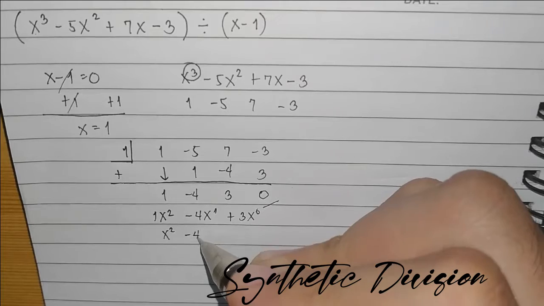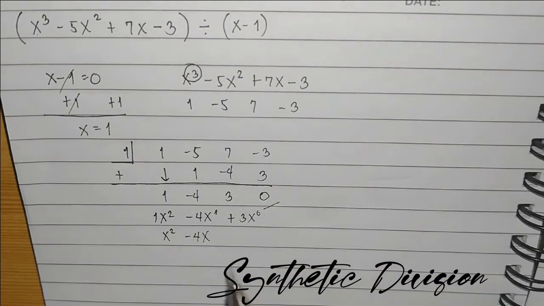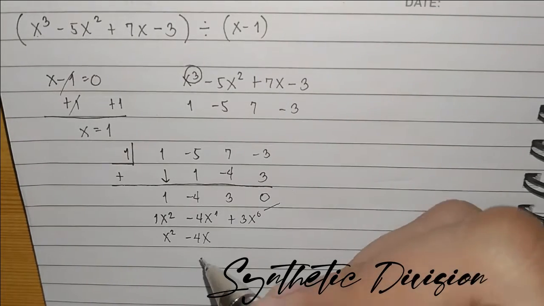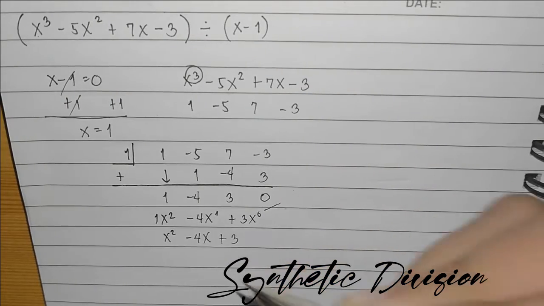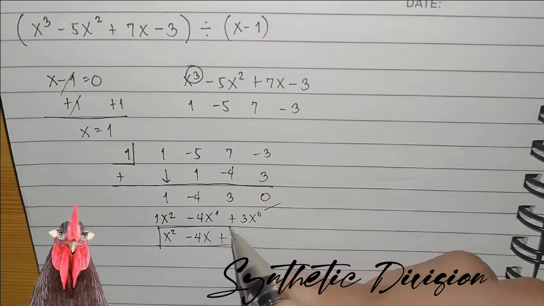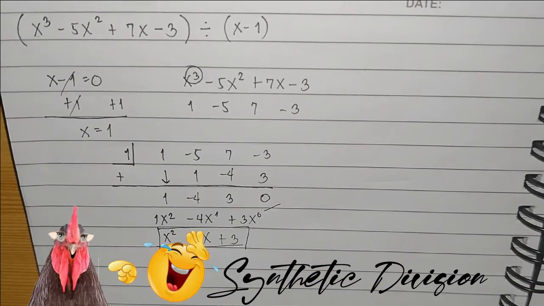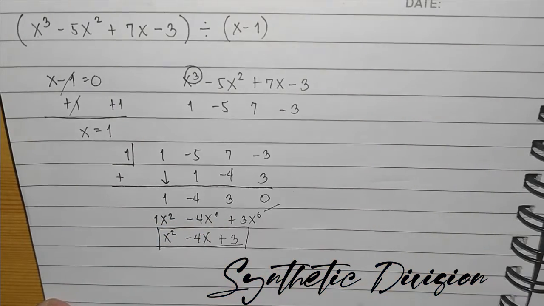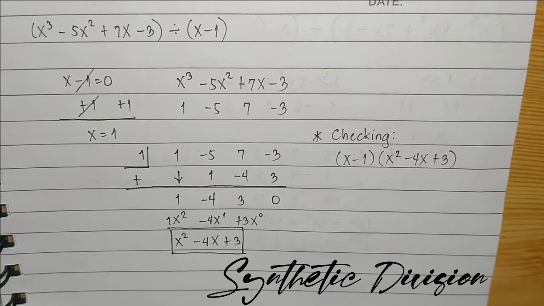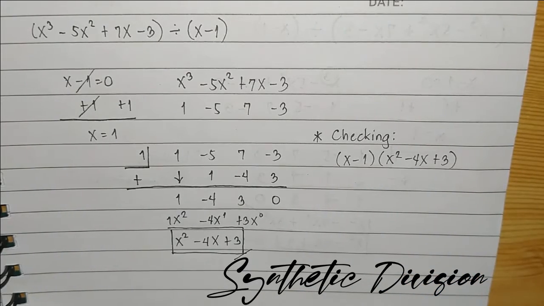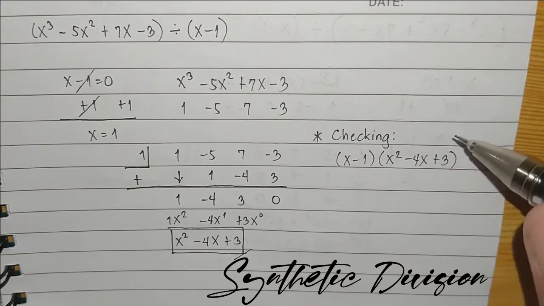squared minus 4x. And our last term here, 3x raised to 0, alam natin, any number or any variable raised to 0, it is equal to 1. So, therefore, ito na lang ay magiging plus 3. And this is the quotient when we divide the polynomial x cubed minus 5x squared plus 7x minus 3 divided by x minus 1. Para malaman natin kung tama yung quotient na nakuha natin dito, which is x squared minus 4x plus 3, let's have a checking.